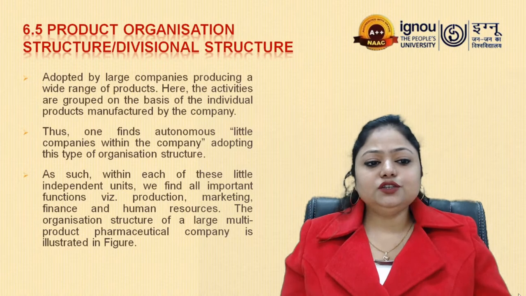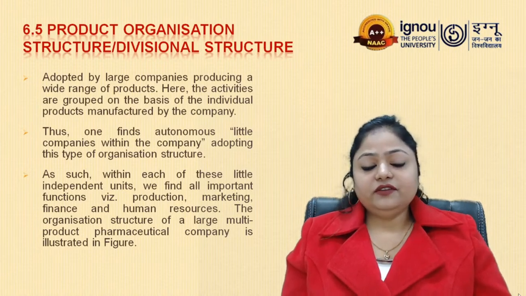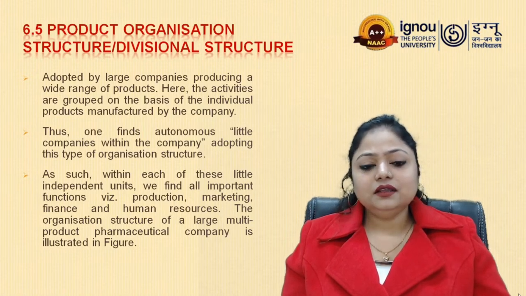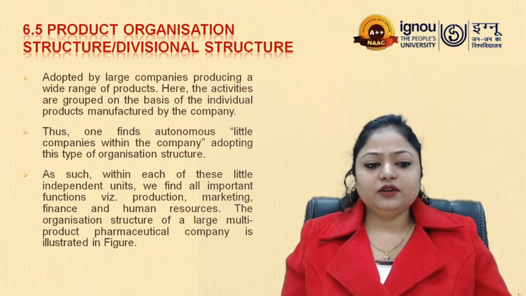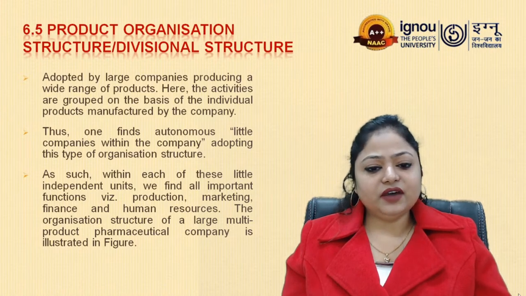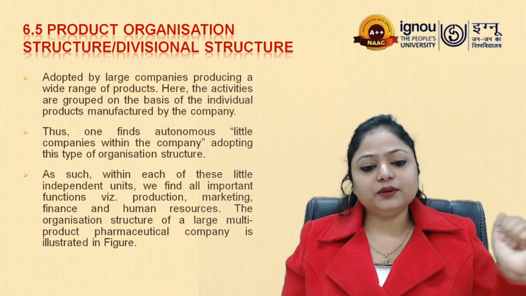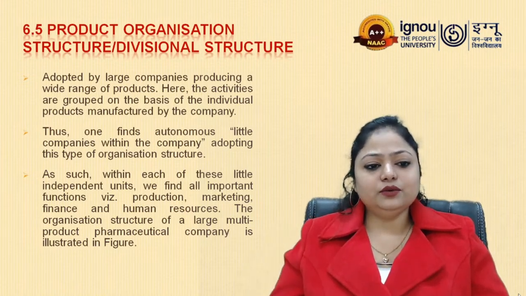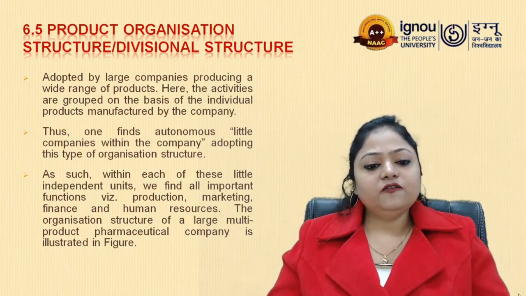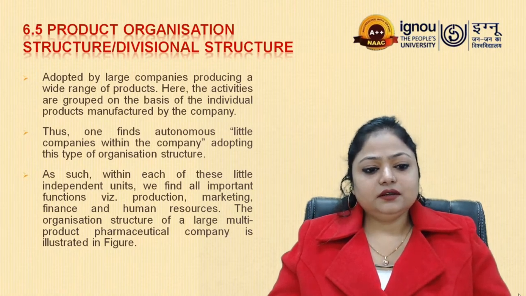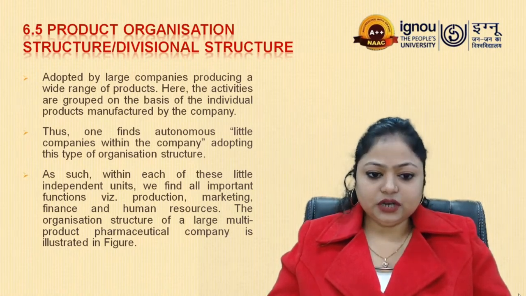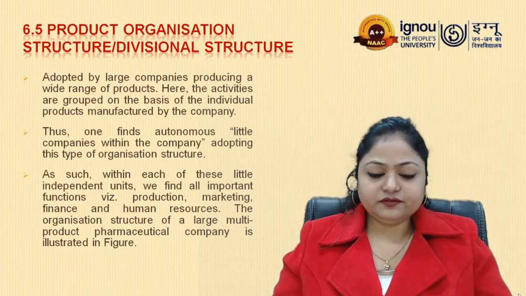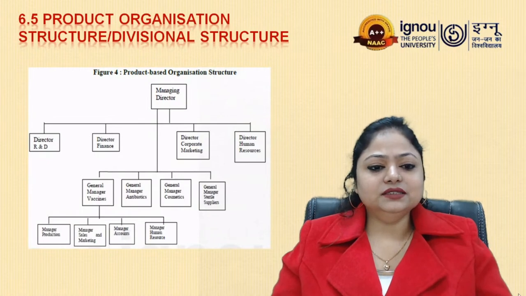As such, within each of these little independent units, we will find all important functions getting done, and there can be production, marketing, finance, and human resource departments. So each of the different products will have its separate unit with all the independent functional units. The organizational structure of a large multi-product pharmaceutical company, for example, can look like this.